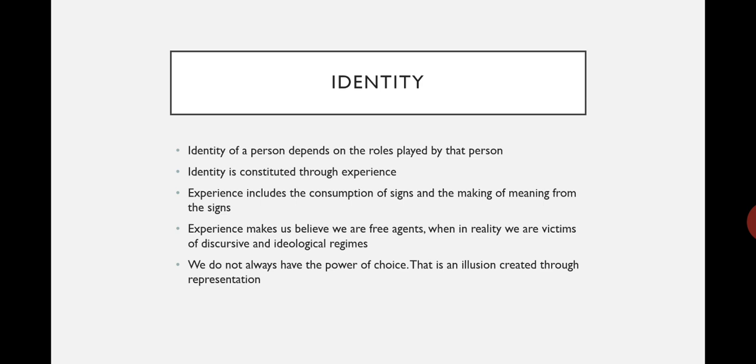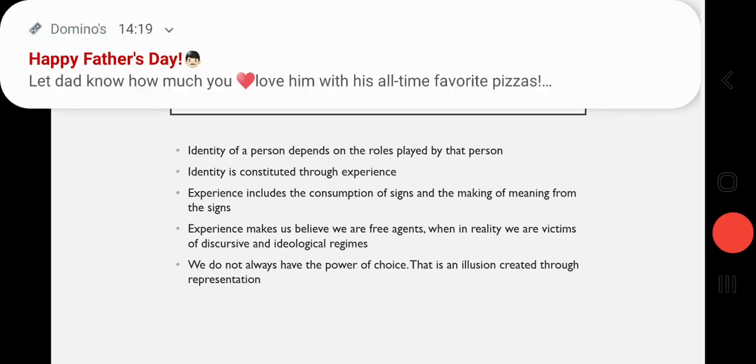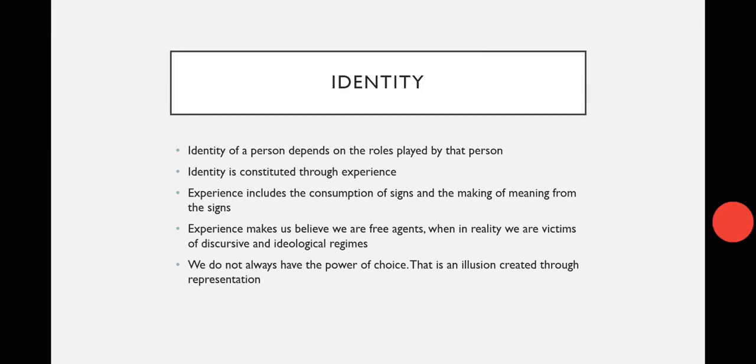What is identity? Identity is determined by the roles played by a person. We have many different roles in lives, and your identity is based on those many different roles. Identity is constituted or built up through experience. Experience includes the consumption of signs and making of meaning from signs. This we had already looked into. That is, identity is created through experience.